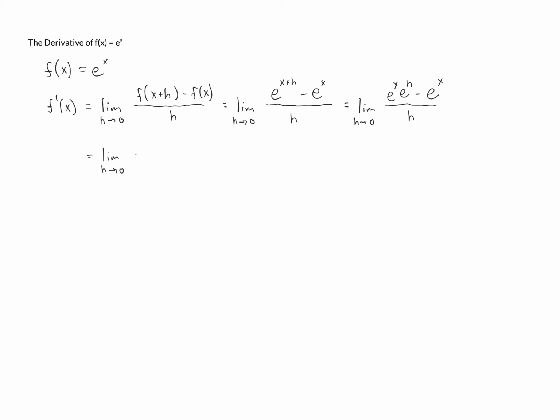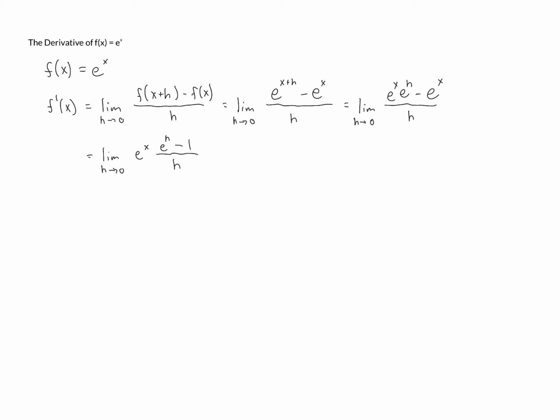So we're going to have e to the x. I'm actually going to bring it out front. e to the x times, and we've got e to the h minus 1, because e to the x is the same as e to the x times 1. So we've got e to the h minus 1 all over h.